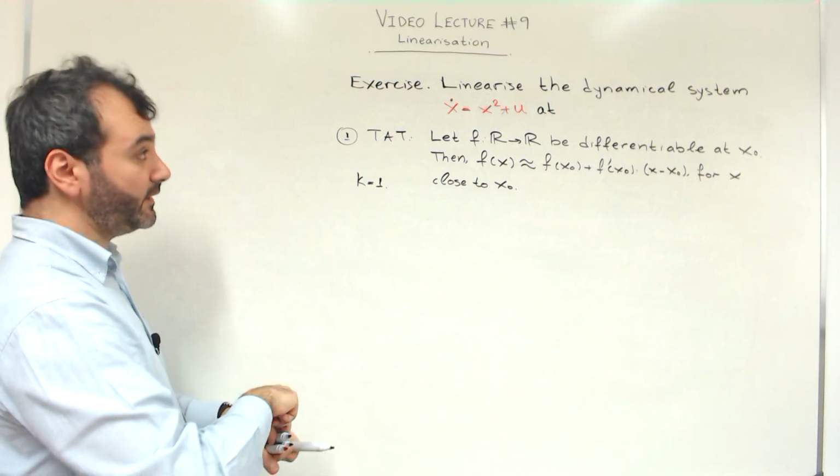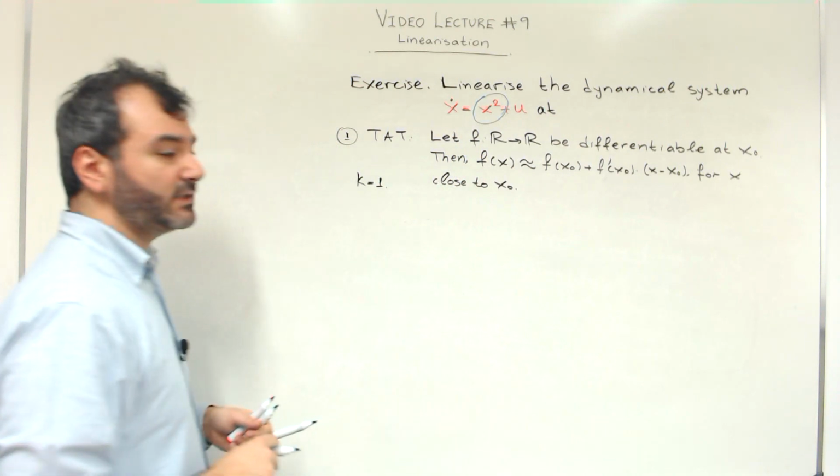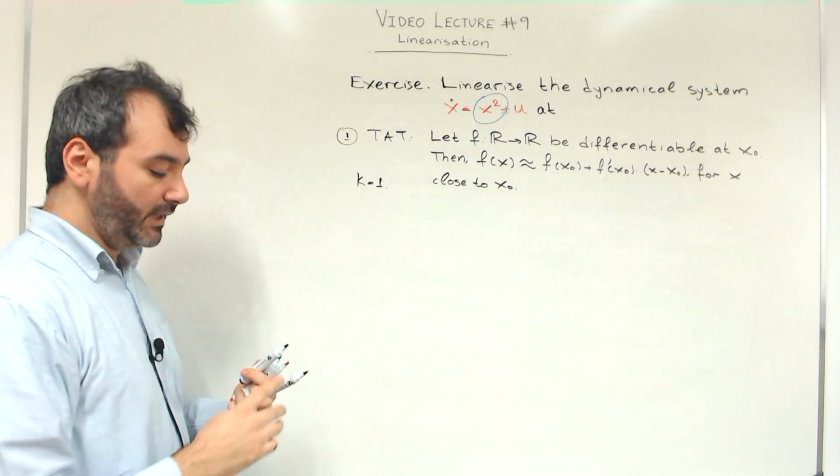So this is the first thing that we will use to approximate this nonlinear function. This is a nonlinear function. Can you see why? Because of x squared. X squared is not a linear term.